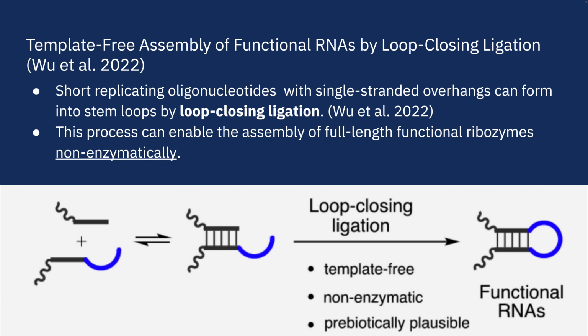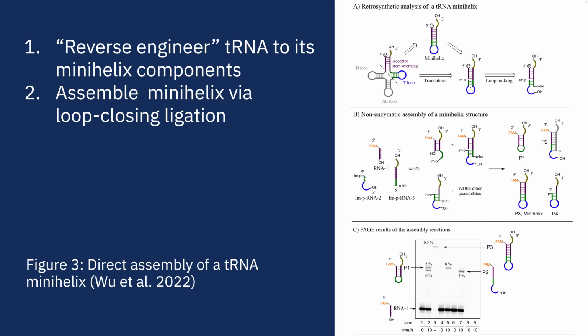Well, it turns out there's this other experiment that's really cool to read about, very complicated, and I'm going to have to do a really short summary of it, but essentially, this process of loop closing ligation allows you to take a bunch of segments of RNAs that are oligonucleotides in their length, and then they can be ligated together in order to form functional ribozymes, all without enzymes. Again, look at that word at the very bottom, prebiotically plausible. This is something that could have potentially happened on the early Earth.